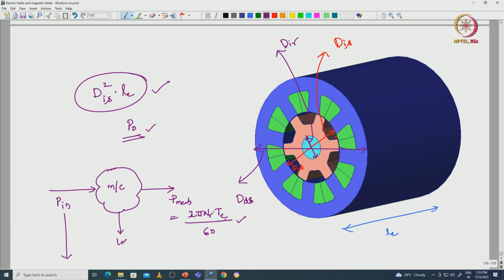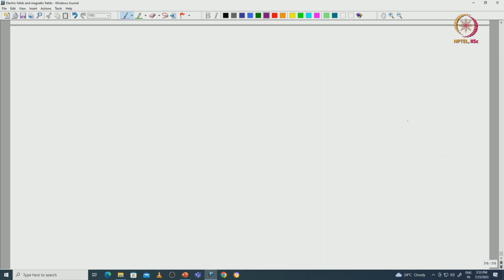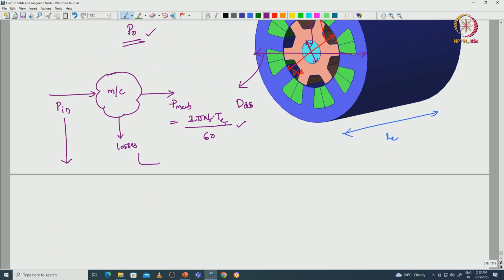And in between, losses will be there in the system like iron losses, copper losses and mechanical losses. The losses are iron losses in both stator and rotor, and copper losses with respect to the stator only. That is the advantage with respect to the switched reluctance machine, and it will eventually increase the efficiency. And mechanical losses.